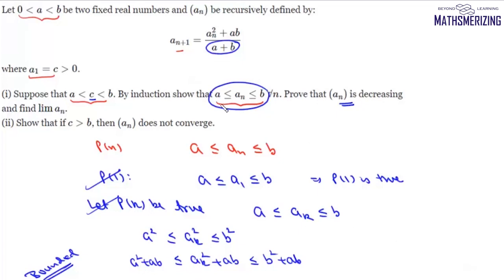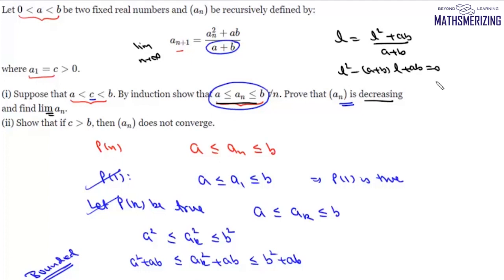Now since we have proved that the sequence is bounded and it is monotone decreasing, we know that the sequence converges. Now we have to find its limit point. So what we'll do is we'll take this limit n tends to infinity. Let the limit point of the sequence be L. So L equals the limit as n tends to infinity of a_n, which will also be L. So it will be L square plus ab upon a plus b. We'll get L square minus (a plus b)L plus ab equals 0. So the value of L is either a or the value of L is b.